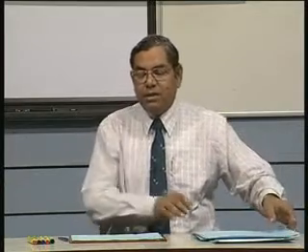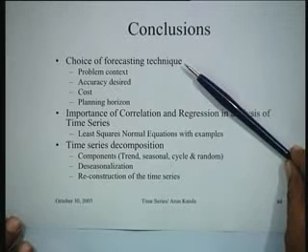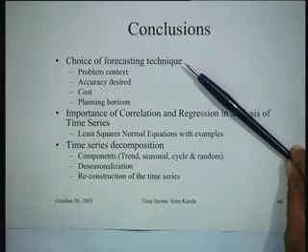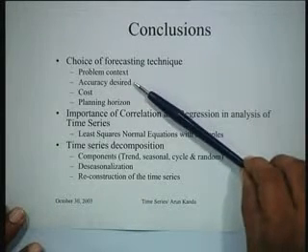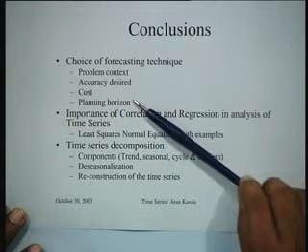So let us try to see some of the major conclusions that we can derive from what we have talked about today. First thing that must be kept in mind is that we have talked about a number of different forecasting procedures. We have talked about regression, we have talked about time series decomposition and so on. So the question that is paramount is, how do you choose the right forecasting technique? So the right forecasting technique is dependent to a large extent on the problem context, on the accuracy you desire, on the cost that you are willing to incur, and on the planning horizon which exists for you.